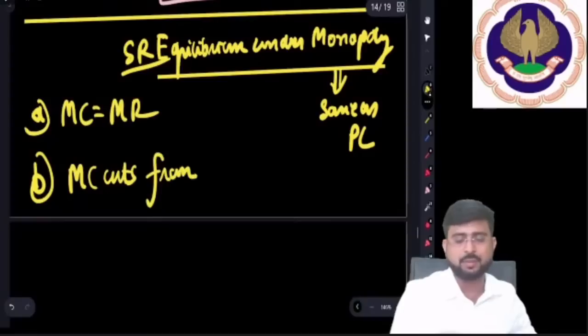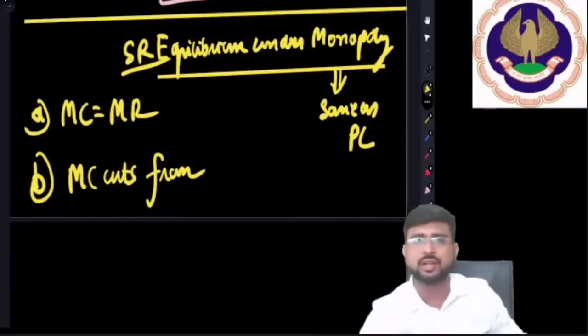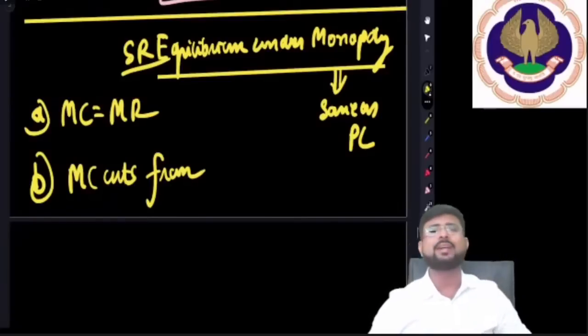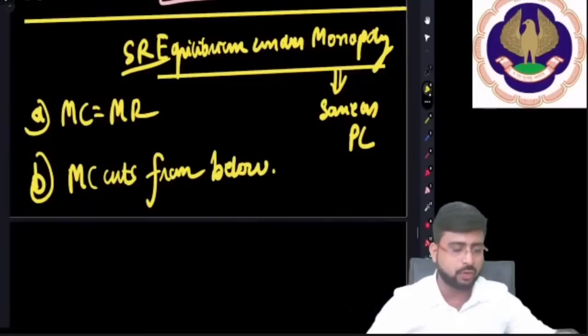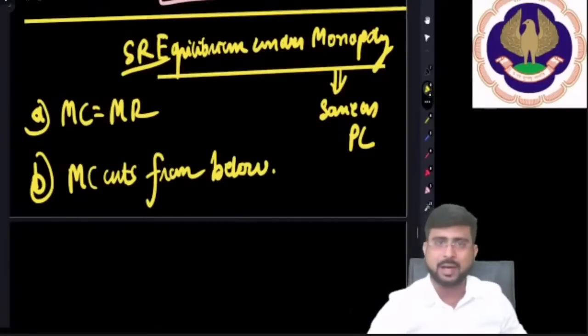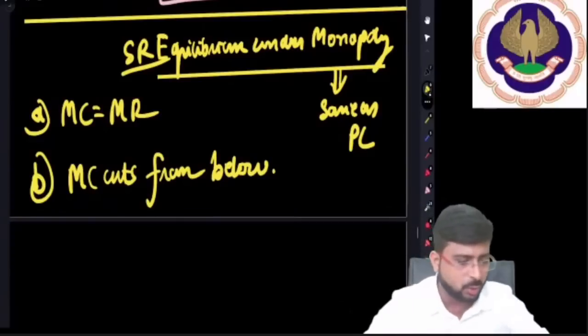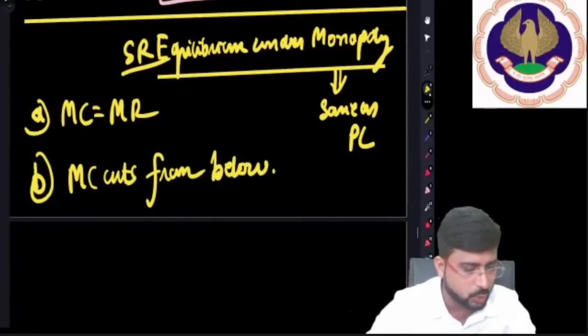So the equilibrium conditions are twin conditions. Number 1, MC should be equal to MR, and MC should cut MR from below. Here also, sir, are all the 3 cases possible, like super normal profits, normal profits? Okay, sir. So pay attention.